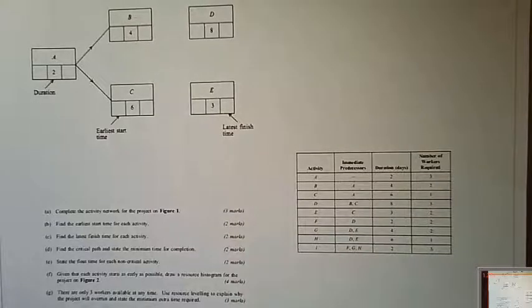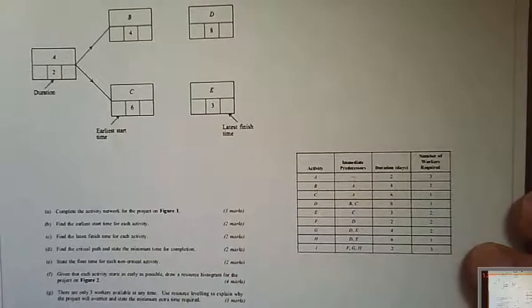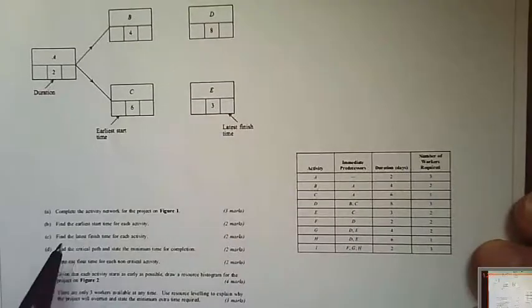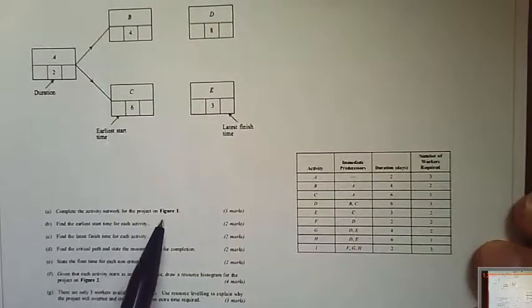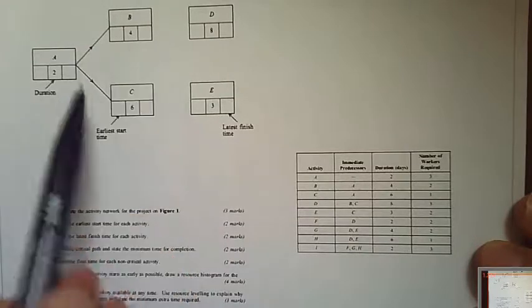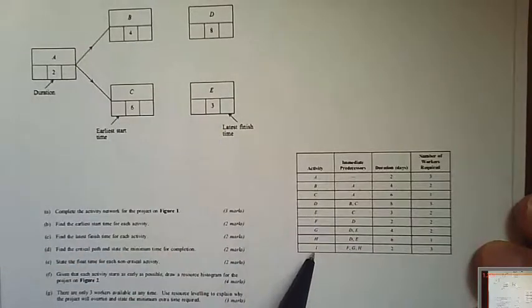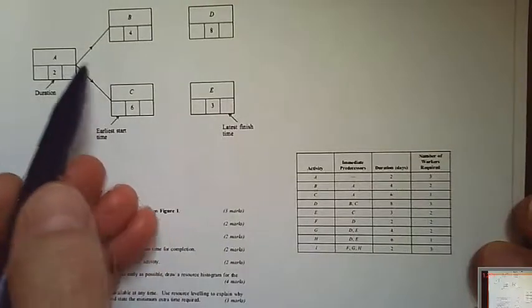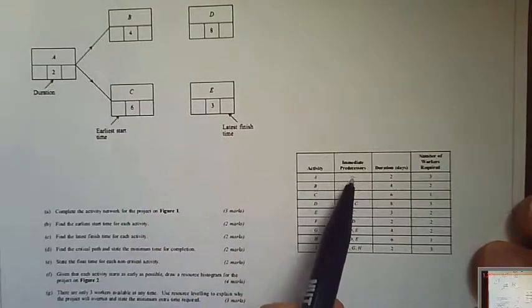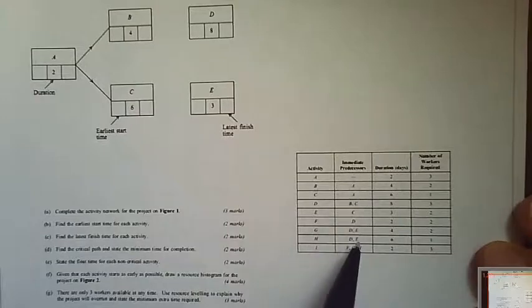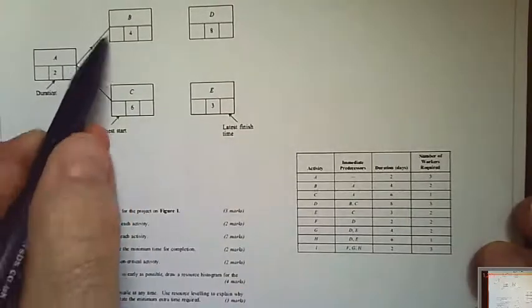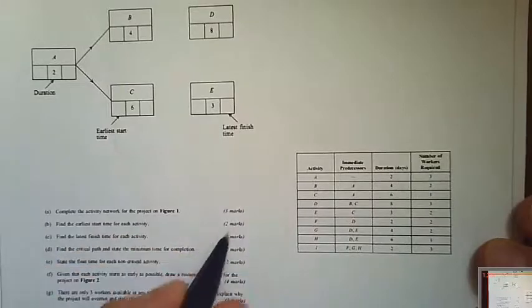Okay, we're going to have a go at a Decision 2 critical path analysis exam question. Typical question. The first thing we've been asked to do here is complete the activity network for the project. So you can see up here we've got 5 of the 9 activities already with boxes, so we need to fill in the remaining 4 activities and then mark the precedence, which is given here in this column, by using the arrows. So that's for the first 3 marks.